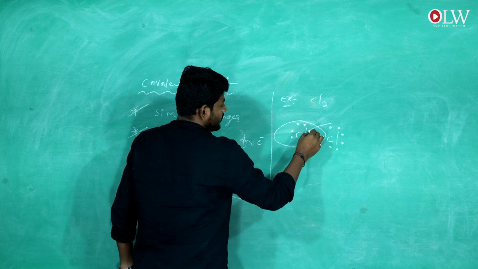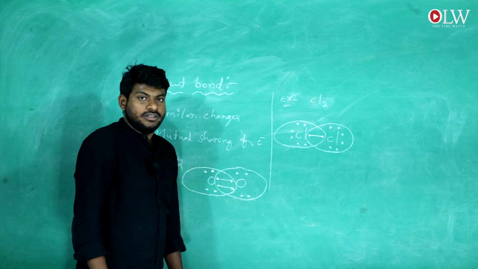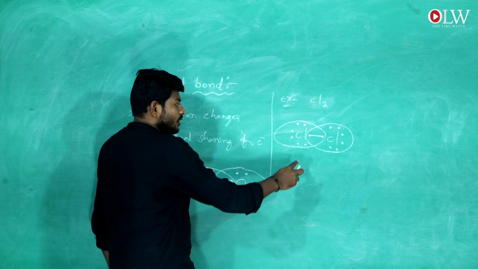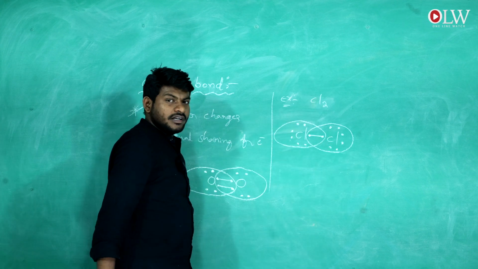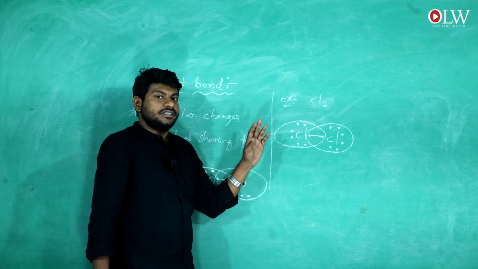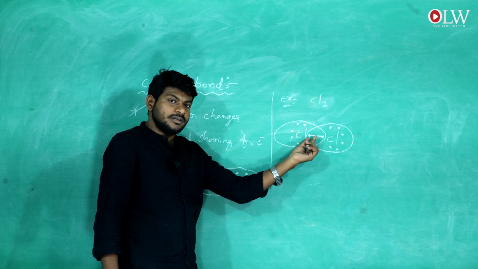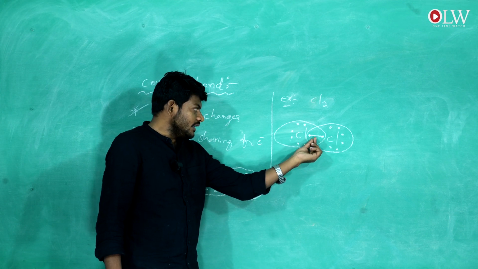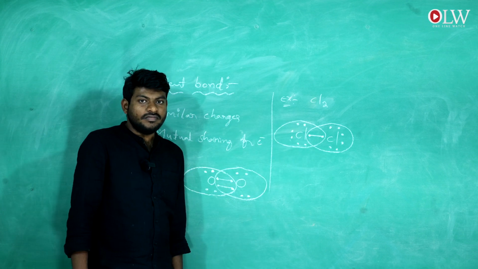At the same time, this chlorine also contains 8 electrons in its outermost shell individually. So mutual sharing takes place. At the same time, the two chlorine atoms contain negative charge, anions. Mutual sharing takes place and similar charges. So the resultant bond we call a covalent bond.